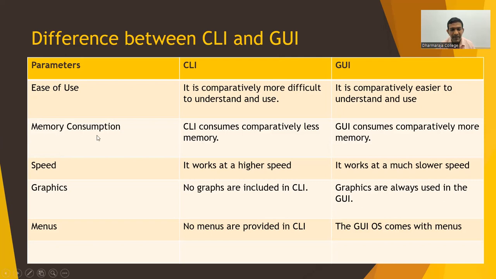Then if you take the memory consumption, how much memory? You can see the GUI needs a lot of graphics and a lot of memory. But CLI, you don't need that. You just have one interface. You don't have menus, don't have buttons. It's easy in the CLI because it doesn't need much memory. So you can see CLI uses less memory than the GUI.